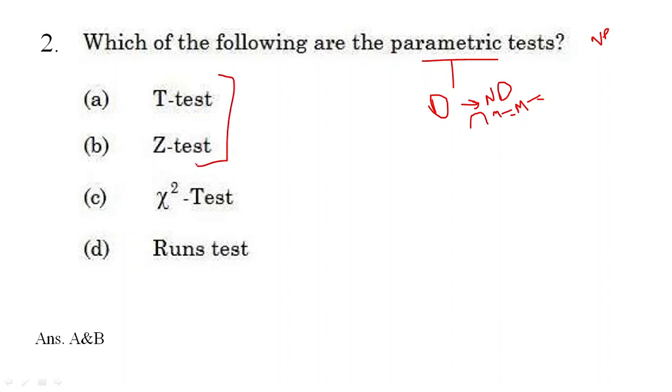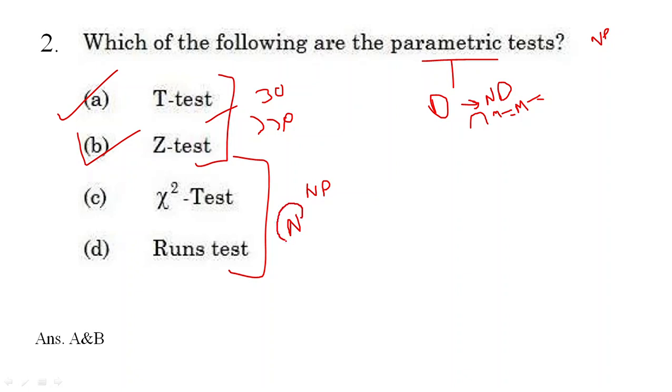These are the t-test and z-test. The t-test you can conduct when the data size is less than 30. When it is more than 30, then you will have to go for the z-test. So these are parametric tests, option A and option B. Chi-square test and runs test are types of non-parametric tests. For a non-parametric test, there's no such presumption that you need to have normally distributed data.